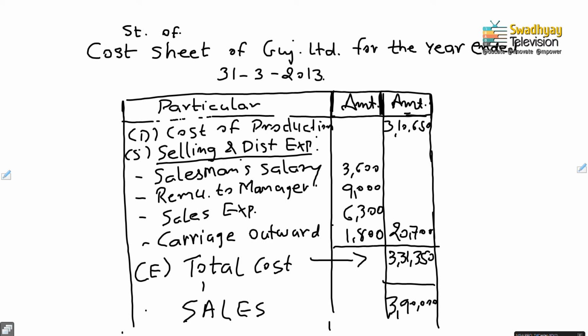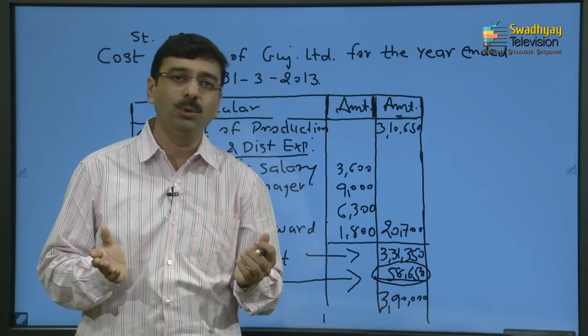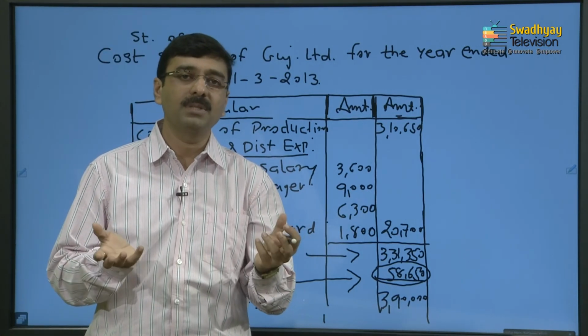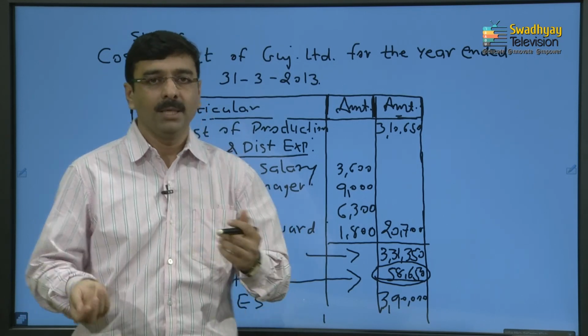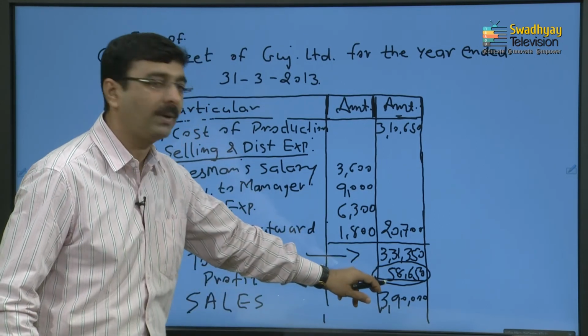The profit is the difference between cost and sales. It is ₹58,650. That is your profit, and that is your answer. Here it shows that the difference between the cost value and the sales value, whatever the difference comes to, is your profit or loss. Here the sales is higher than the cost, and that is why it comes to a profit.